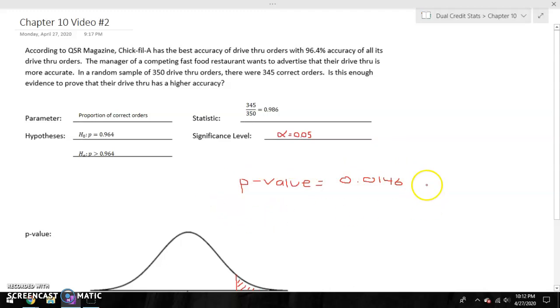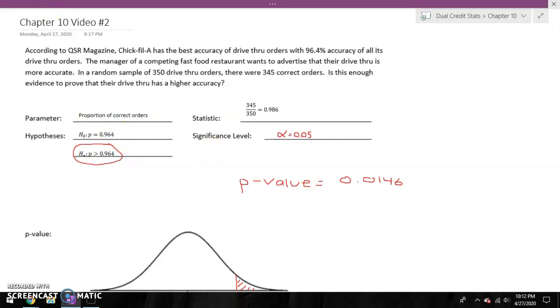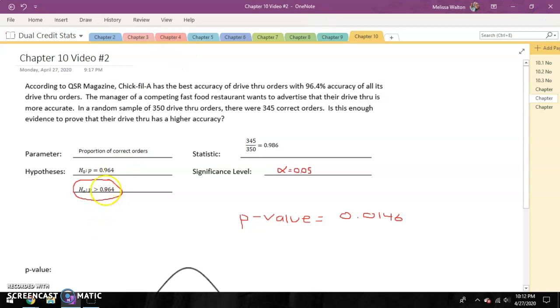So here's the conclusion that we are making. This is significant. This just didn't randomly happen. This happens because this restaurant has a higher accuracy rate than Chick-fil-A. So I'm going to accept the alternate hypothesis, and we are going to reject the null. We do have enough evidence that this has a higher proportion of accuracy than Chick-fil-A.